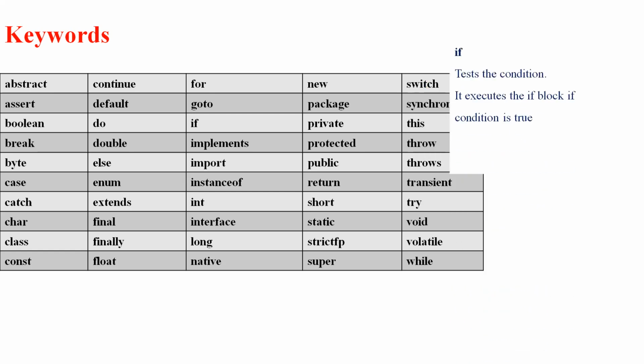So next we have if. By using this if statement, we can test different conditions and execute different statements. It works with a Boolean expression: one is true and the other is false. So it executes the if block if the condition is true. So next is implements. As the name itself suggests, it is used to implement a particular interface.